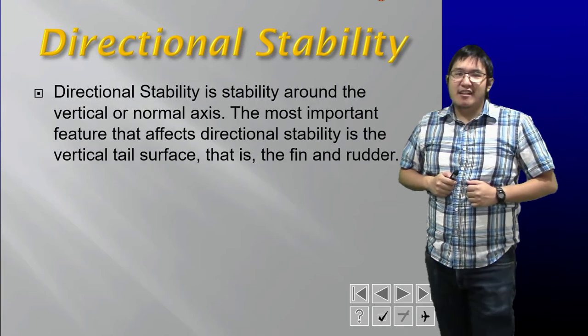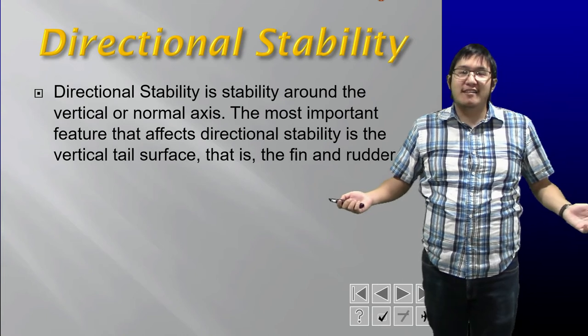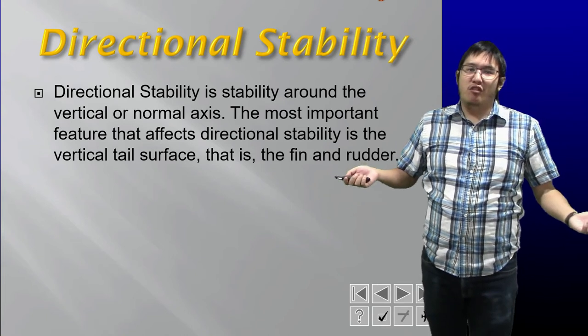Directional stability. Directional stability is stability around the vertical or the normal axis, and also known as yaw stability.